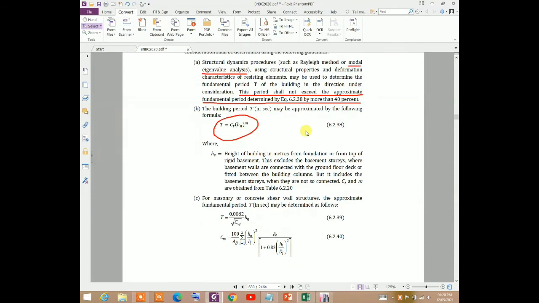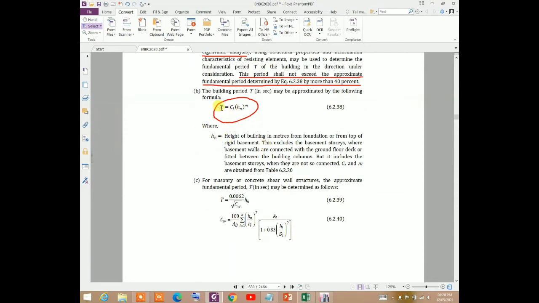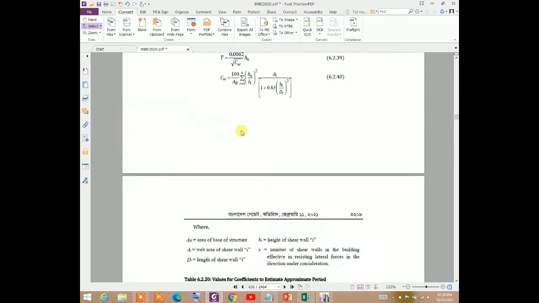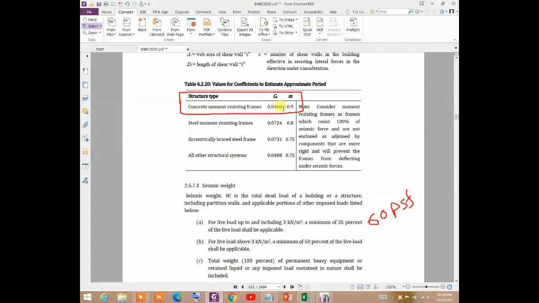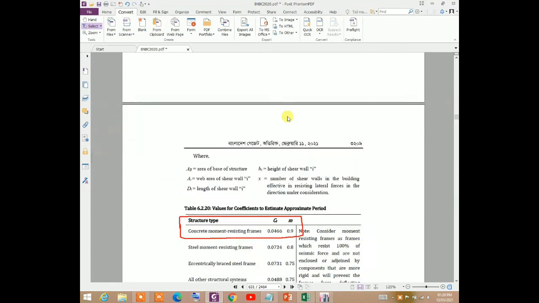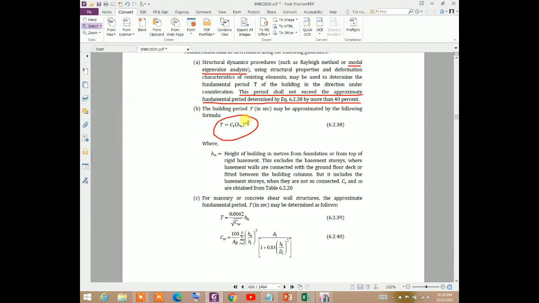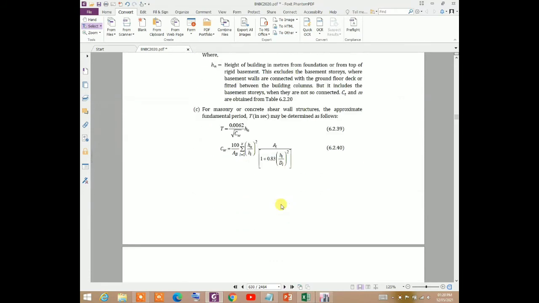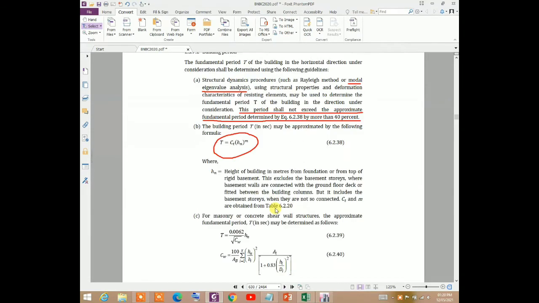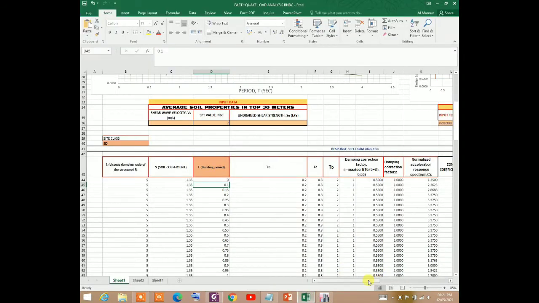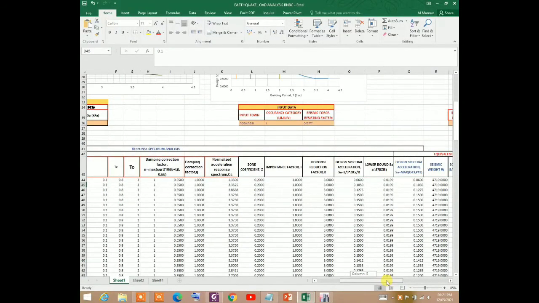40%. The approximate building period can be determined by T equal to Ct Hn to the power m, where Ct for concrete moment resisting frame equals 0.0466, and the exponent of h, the height of the building, m equals 0.9. I have made an Excel sheet to determine it for earthquake analysis.